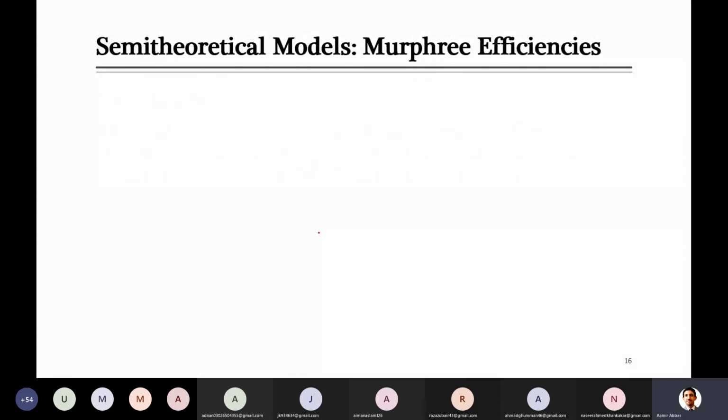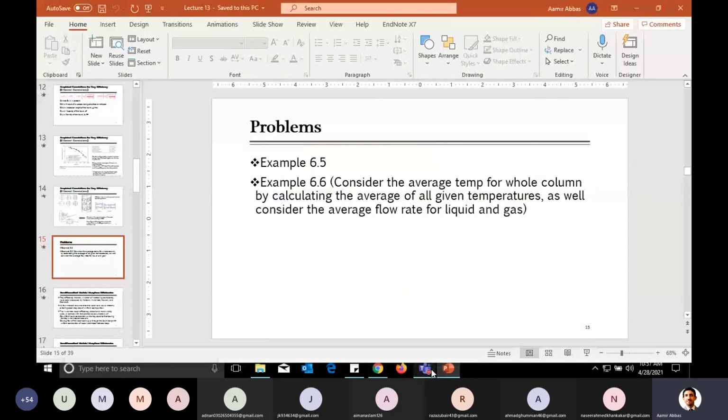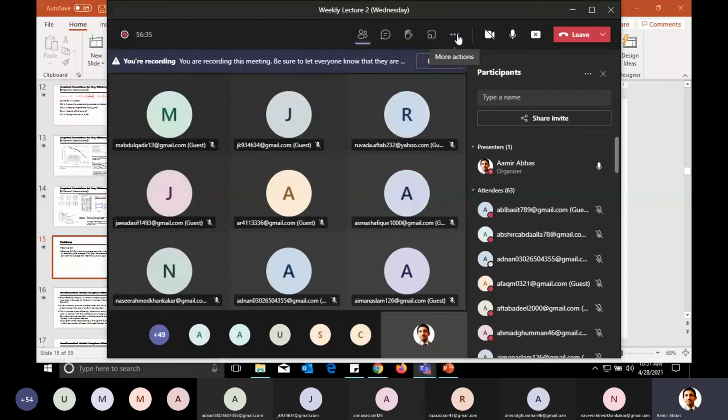The next method is the third method, but we will start with that tomorrow, inshallah: semi-theoretical models. Up to here we have discussed 2 methods for finding the efficiency. The first one was, if we know the performance of a column which is already working somewhere, and your design data is very close to that existing system, you can use the data of the existing system to predict the efficiency and apply it to your own system.